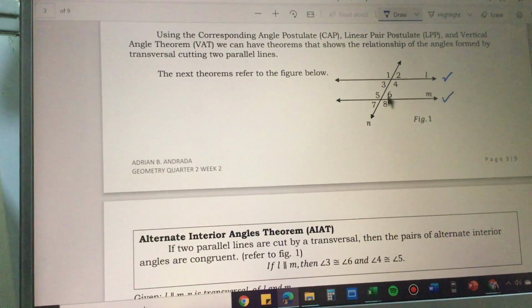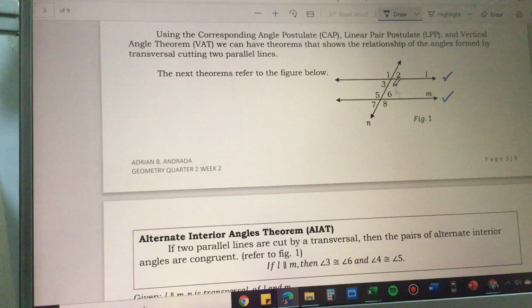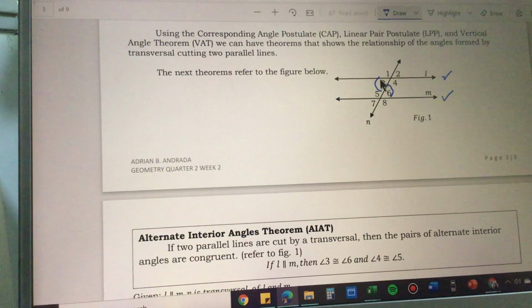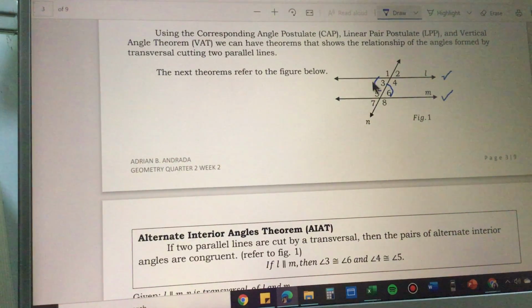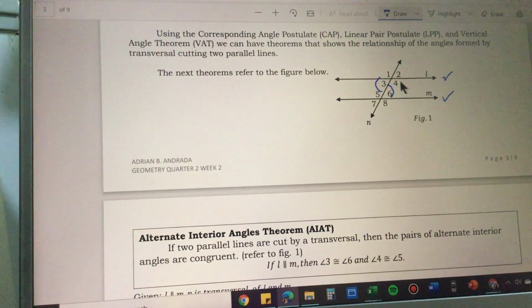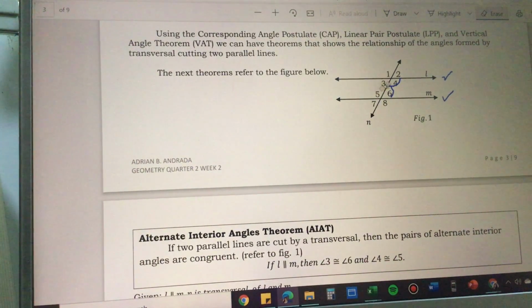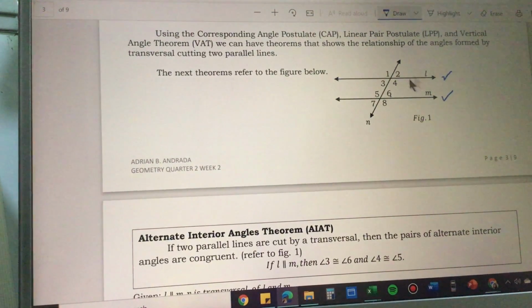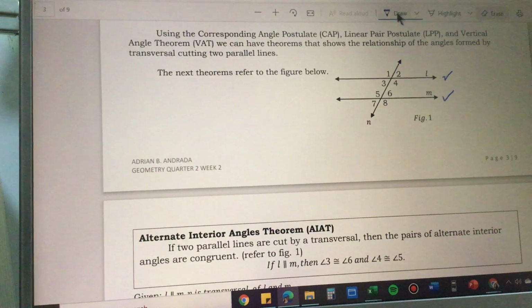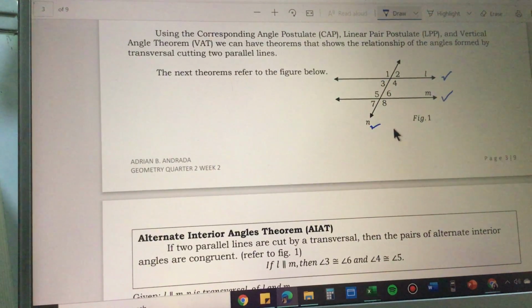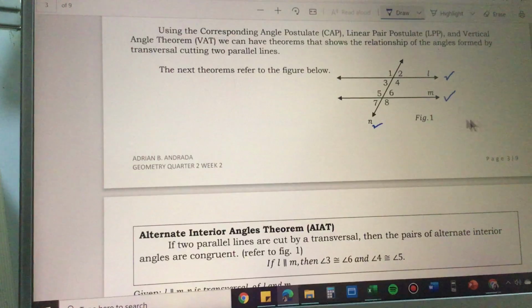So, in this example, what are the pairs of alternate interior angles based on the definition? Angle 6 and angle 3: non-adjacent, in the interior region, and on opposite sides of the transversal. The second pair is angle 4 and angle 5. These angles 3, 4, 5, and 6 were formed through parallel lines L and M cut by a transversal line, named in this figure as line N. Okay, so that is AIAT.